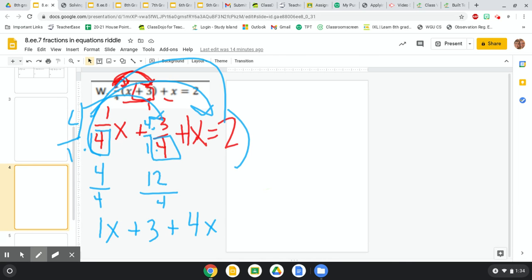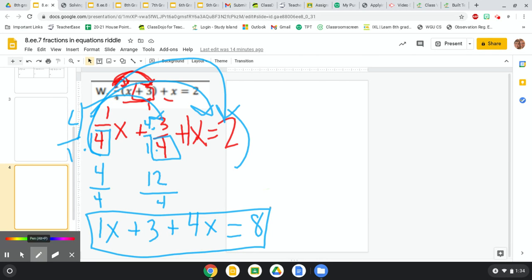And lastly, remember you have to do both the left-hand side for everything and the right-hand side. So I have that equal sign I'm going to bring down. And 4 times 2 lastly gives me 8. Well, now I don't have any fractions, and I can go ahead and solve this like a normal equation. I'm going to look and see. I already did my distributive property, but my second step is combine like terms. So I have 1x plus a 4x.